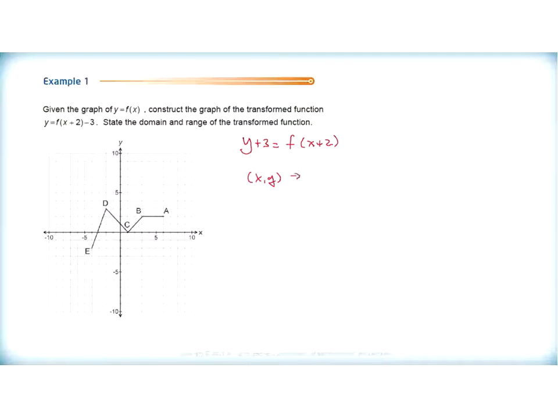The mapping rule becomes (x, y) maps to (x subtract 2, y subtract 3). It didn't ask for the transformations, but we should be able to list them. We should realize here that we have a horizontal translation of -2, and we've got a vertical translation of -3.